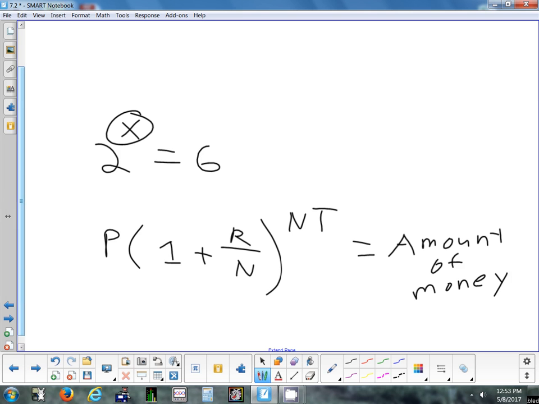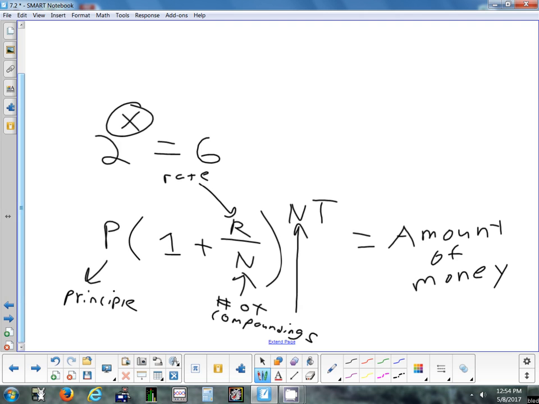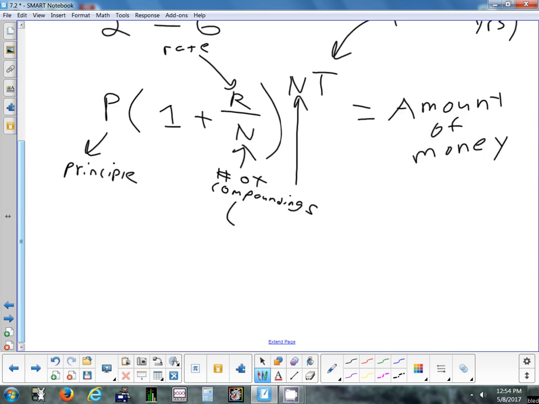R is the interest rate on the account. N is the number of times that the interest is compounded to your account. I'll explain what that means. So number of compoundings, and that's usually per year. How many times has it compounded a year? Same with that N. And T is time, and it's usually measured in years.